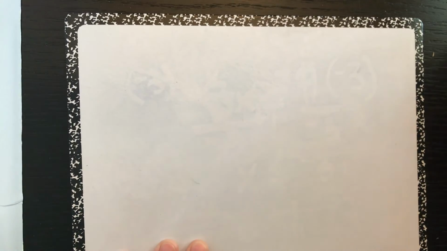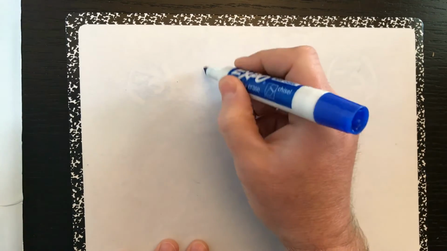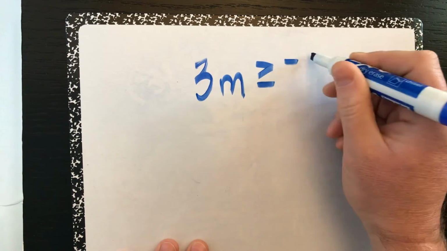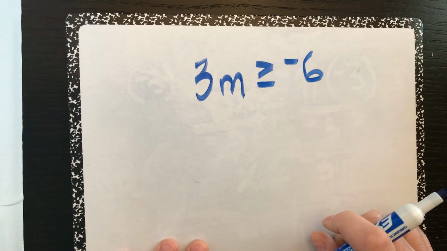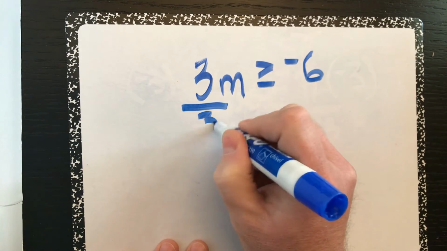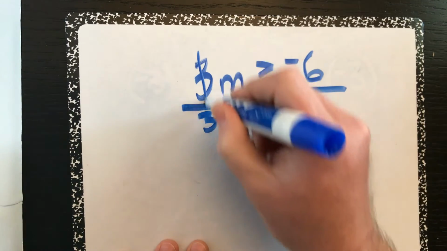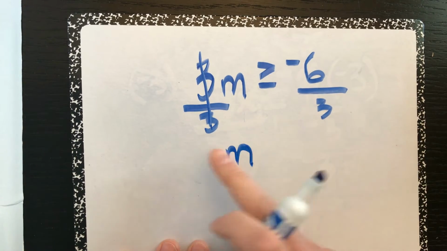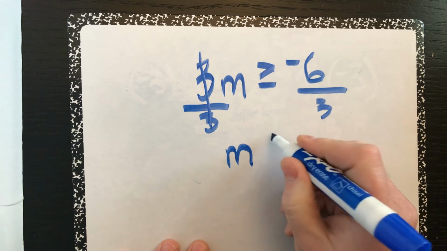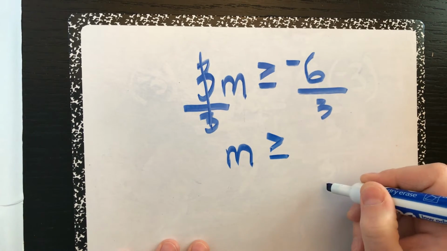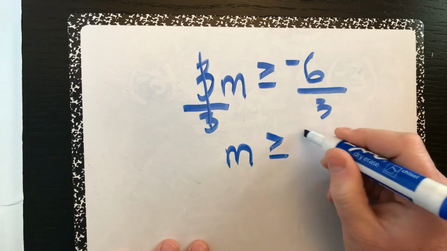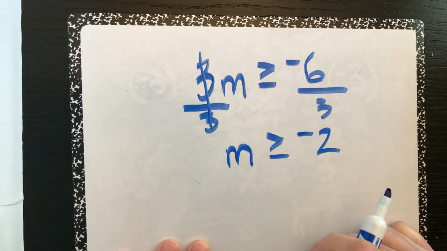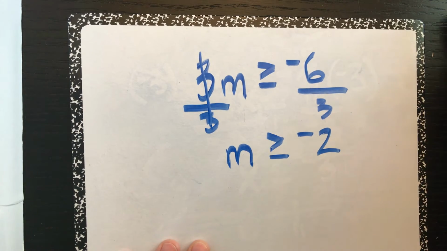All right, so I'm just going to pick a couple problems. How about 3m is greater than or equal to negative 6? We're going to divide both sides by 3. And I have to ask myself, did I divide by a negative number? No, I did not. So my inequality stays the same. Negative 6 divided by 3 is a negative 2. So m would be greater than or equal to negative 2.